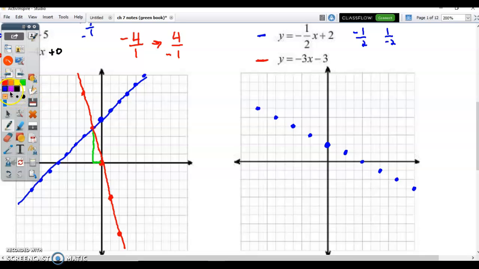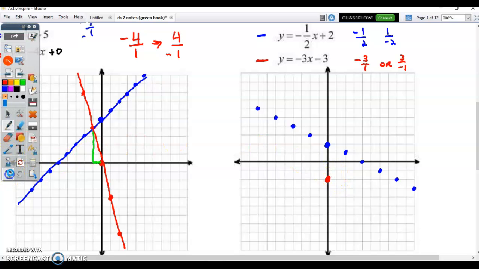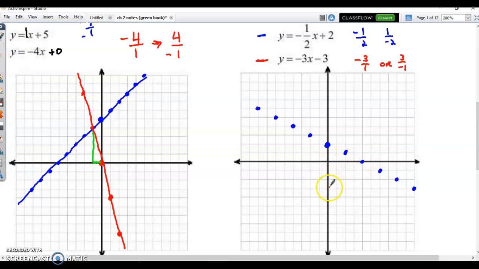All right, that should be good. So now let's check our other line. So this is a -3, so -3 over 1 or 3 over -1. So think of that as your slope. We're going to start at -3. 1, 2, 3. Oops, that's only 2, sorry. So down 3. And now I can go down 3 to the right 1. So down 3, 1, 2, 3 to the right 1.